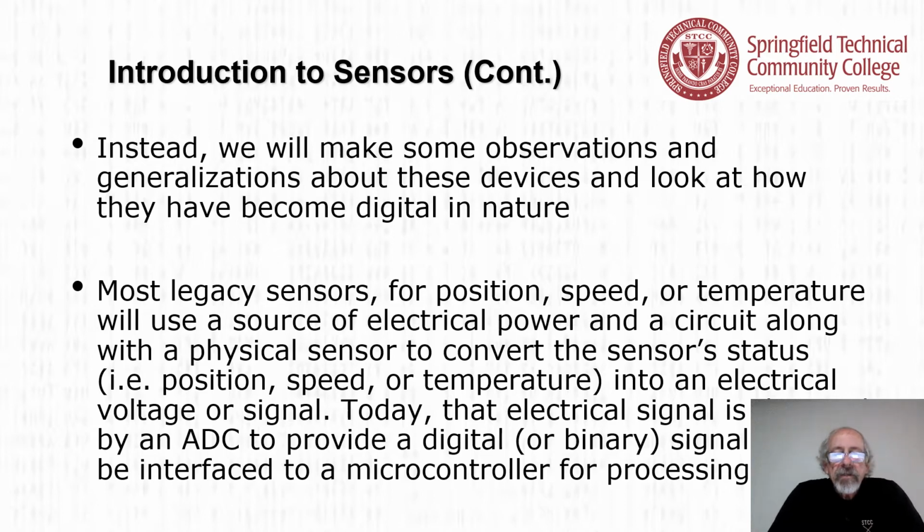Most legacy sensors for position, speed, or temperature will use a source of electric power and a circuit along with a physical sensor to convert the sensor status, that is the position, speed, or temperature, into an electrical voltage or signal. Today, that electrical signal is digitized by an A to D converter to provide a digital or binary signal that can be interfaced to a microcontroller for processing.